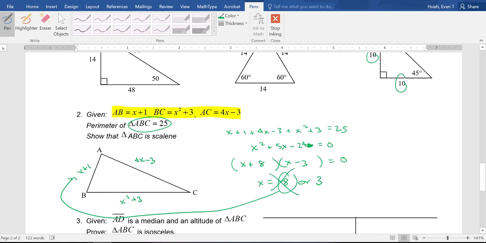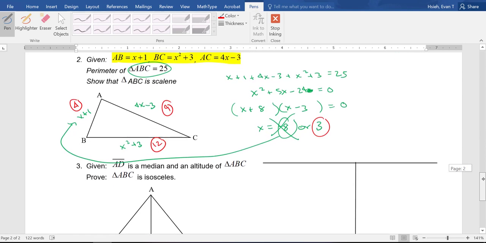Okay, don't just cross it out just because the x value is negative. Sometimes that actually does work. But 3 does work, and so when I plug it back in, this side ends up being, I believe, 4, this side is 9, and this side ends up being 12. Okay, moving on here.